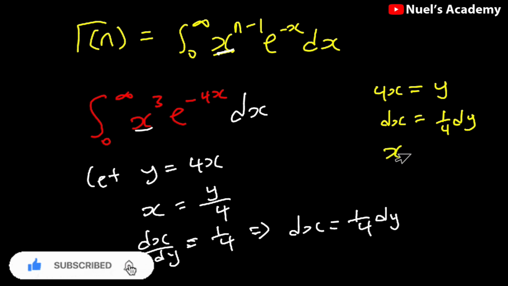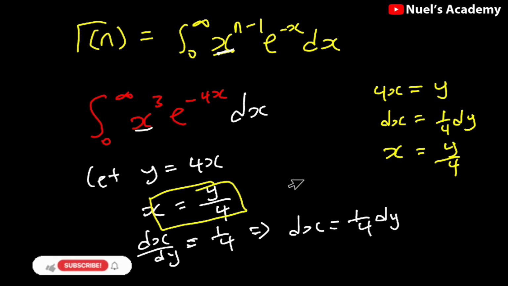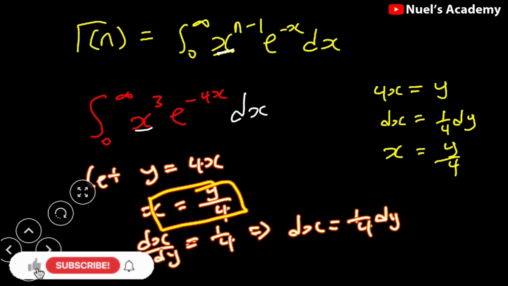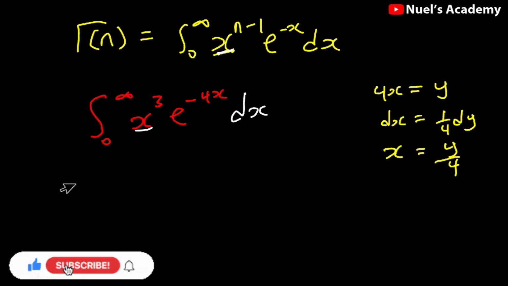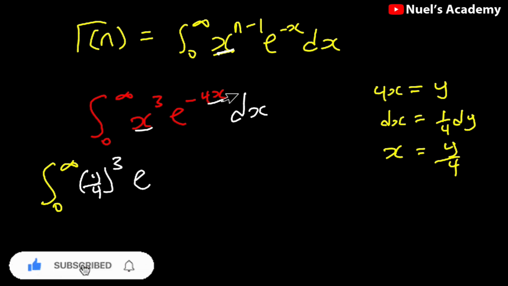And then anywhere you see x, you replace it with y over 4, which is this. So we're going to have the integral from 0 to infinity, then x will be replaced with y over 4, so we have (y over 4) cubed, then e to the power of negative 4x, which is this, will be replaced with y, so e to the power of negative y, and then the dx will be replaced with 1 over 4 dy, which is simply equal to dy over 4.